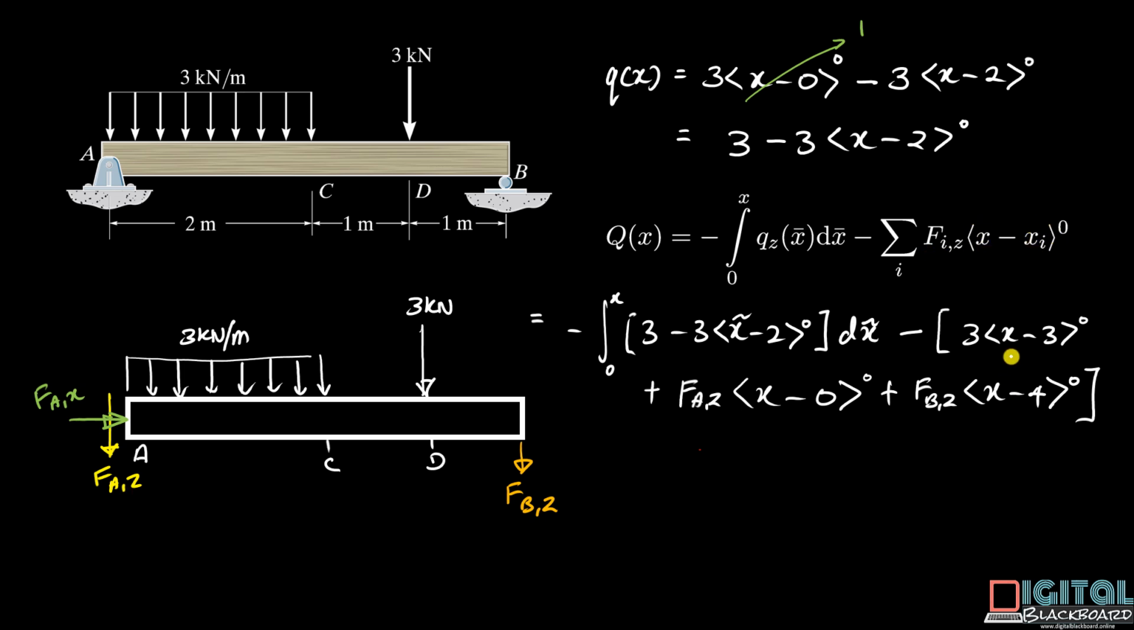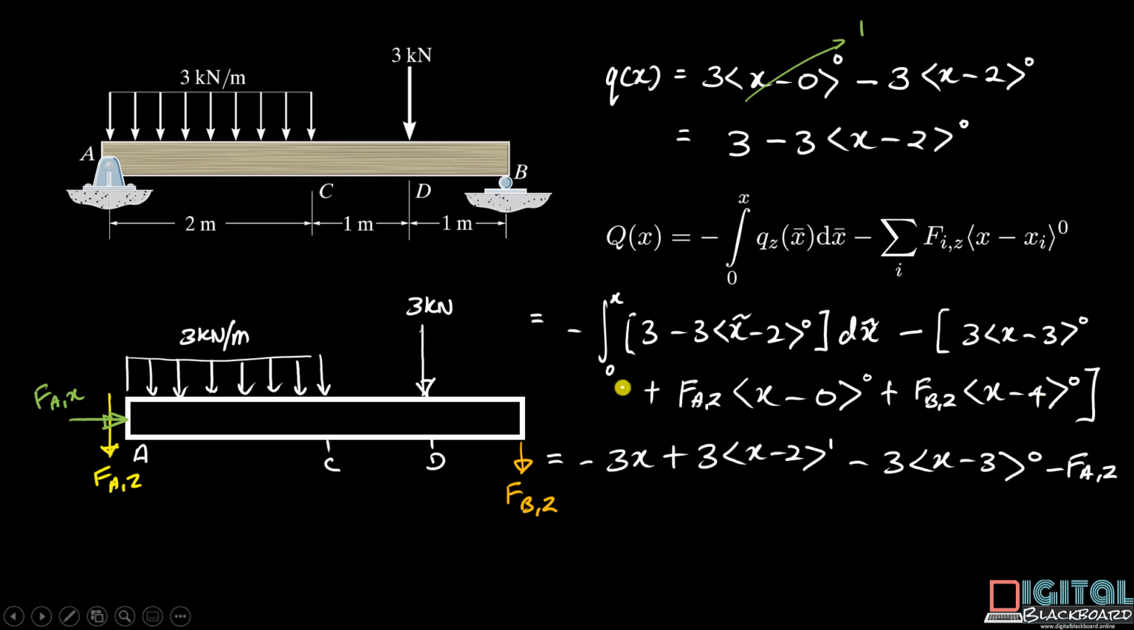First, if you look at the diagram, we have the concentrated force 3 kN applied downwards. And since downwards is positive, this term is positive, applied at x equal to 3. And then next we have the reaction force Faz at point A pointing in the z direction. So this is x minus 0. And then we also have the other reaction force Fbz at the end of the beam at point B. So it's x minus 4.